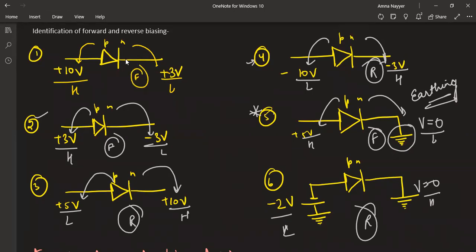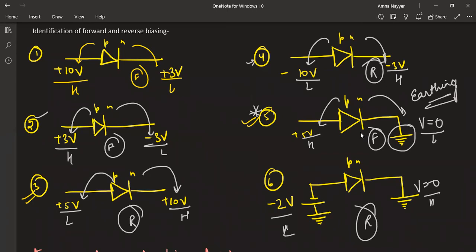And when the opposite occurs, like look at the third example, P is connected to the lower one, N is connected to the higher one. So when N is connected to higher, P to lower, we call it reverse biasing. So this is how to identify. See the numerical fifth. This is the earthing symbol, that is, potential has become 0. And here the voltage is 5 volt. So 5 volt is obviously greater than 0 volt. So P is connected to higher, N is connected to lower. So we'll call this forward.